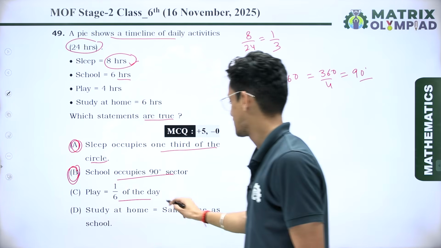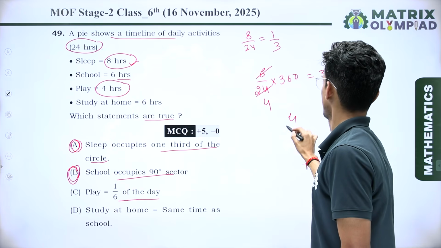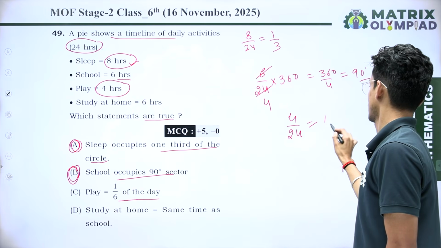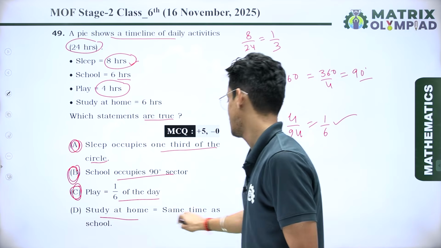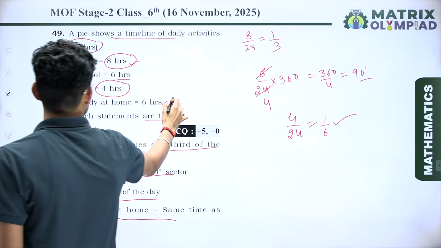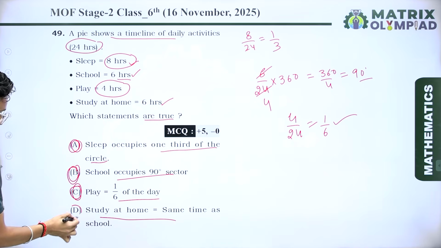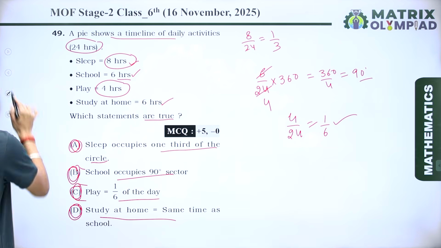Play is equal to 1/6 of the day. Here play is 4, so 4/24 is 1/6 of the day. This is also true. And last, study at home is the same time as school. Study at home is 6 hours, school time is 6 hours. Yes, this is also true. It means for this question, A, B, C and D are all correct.